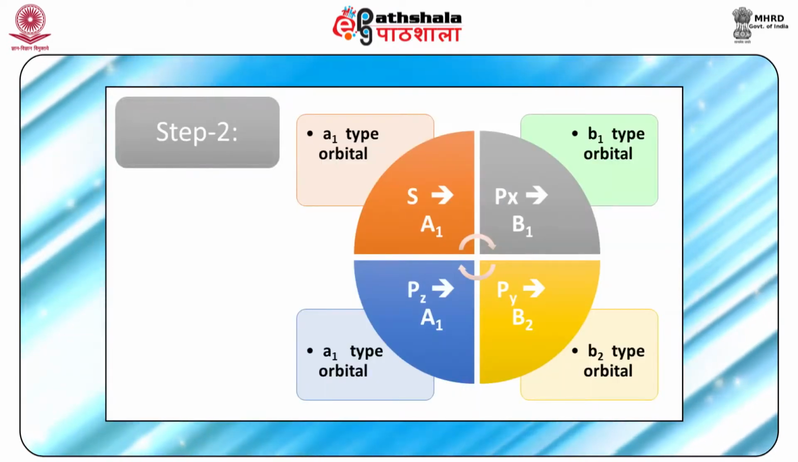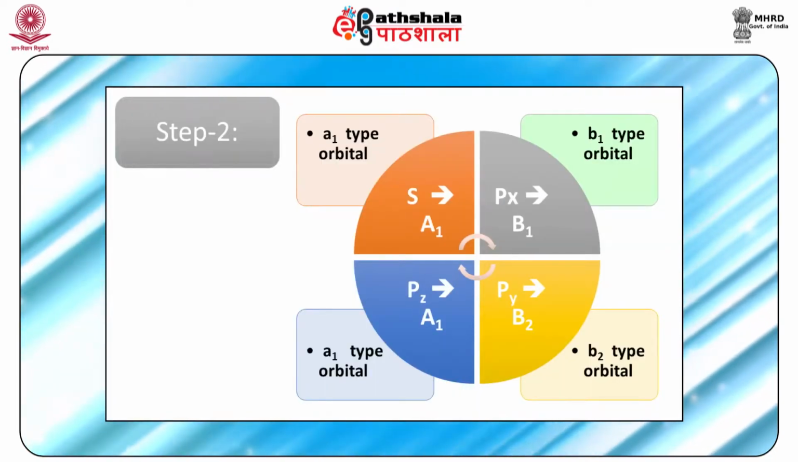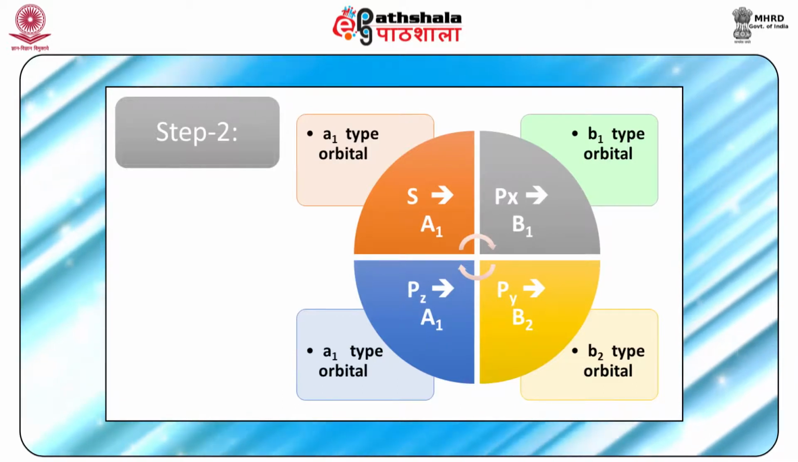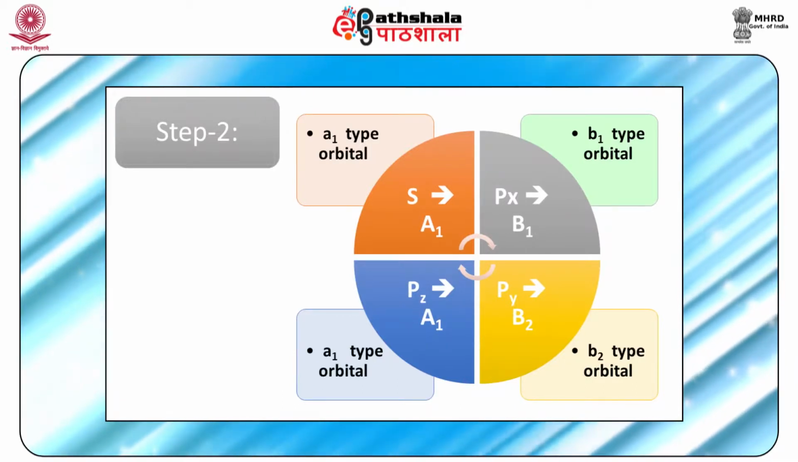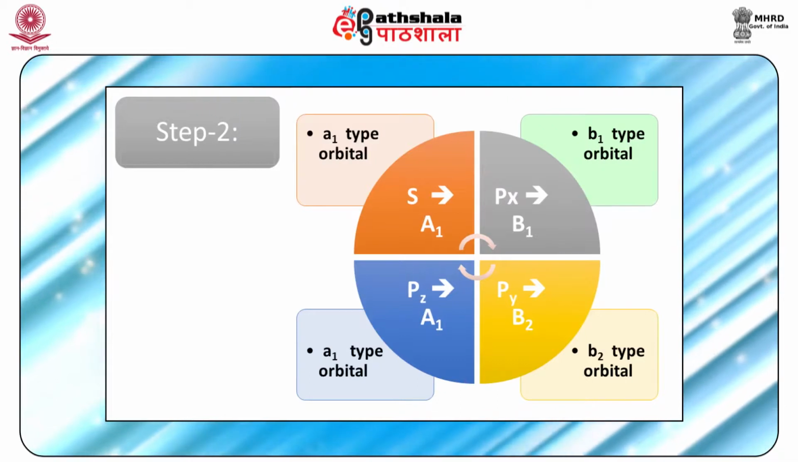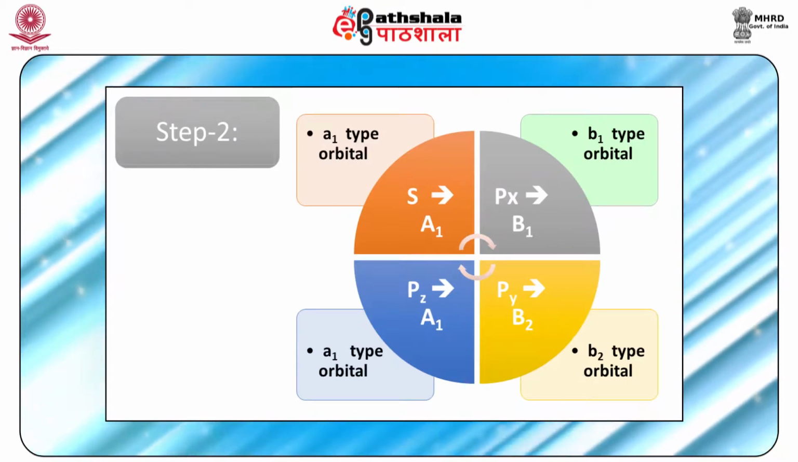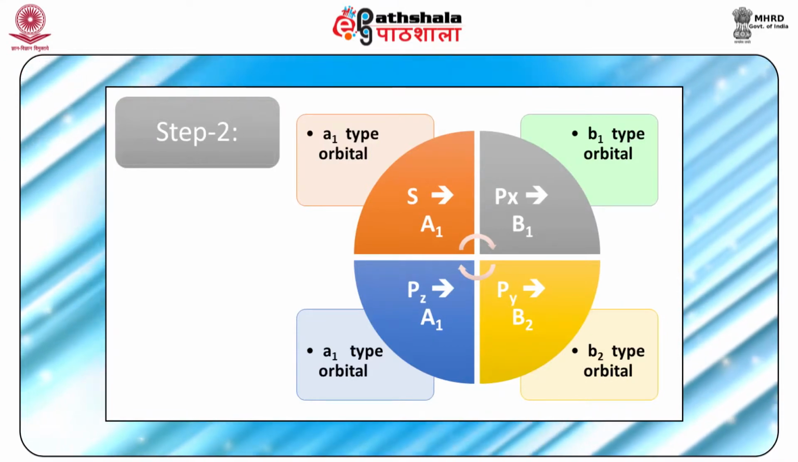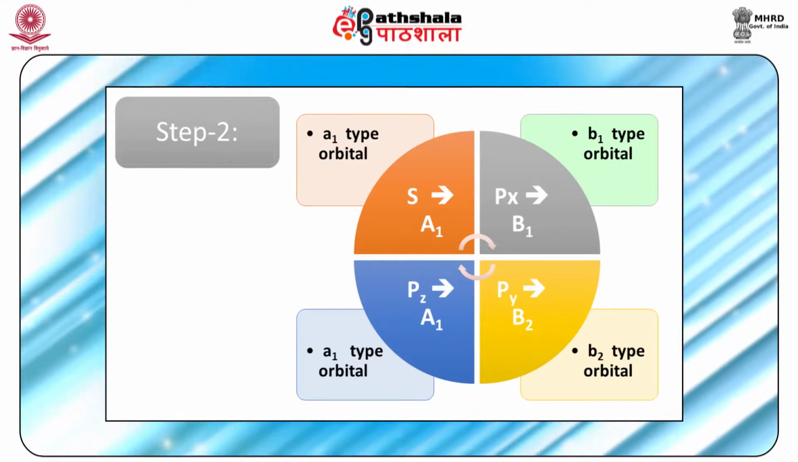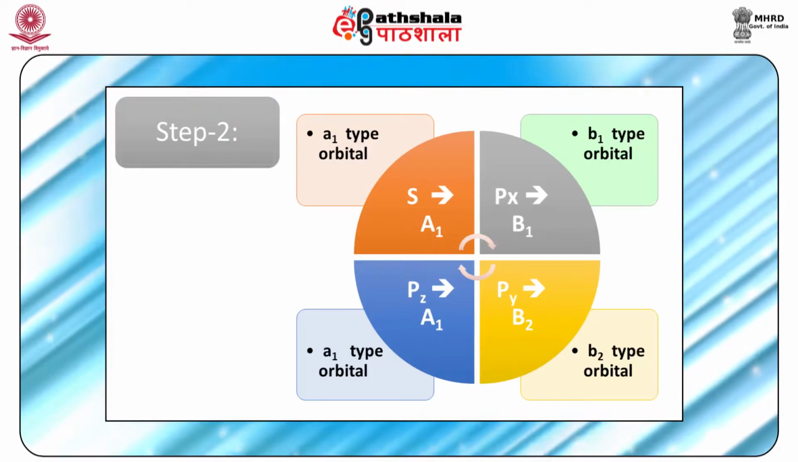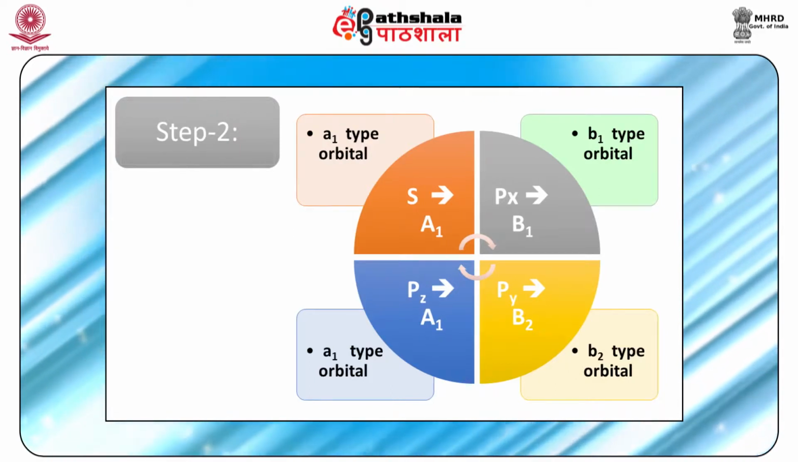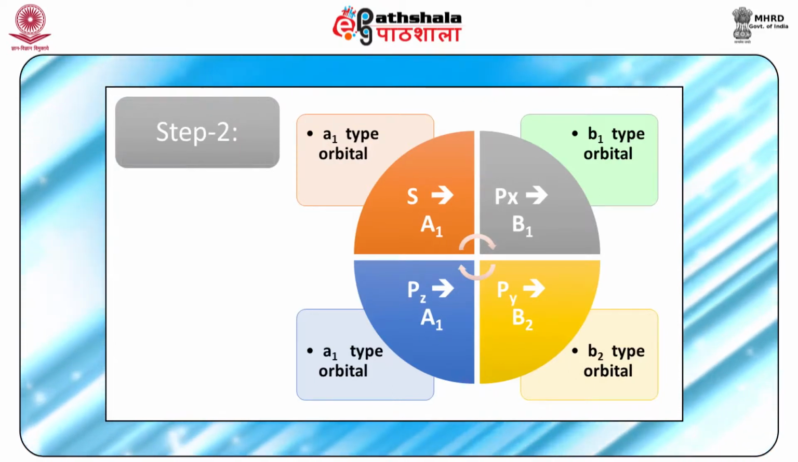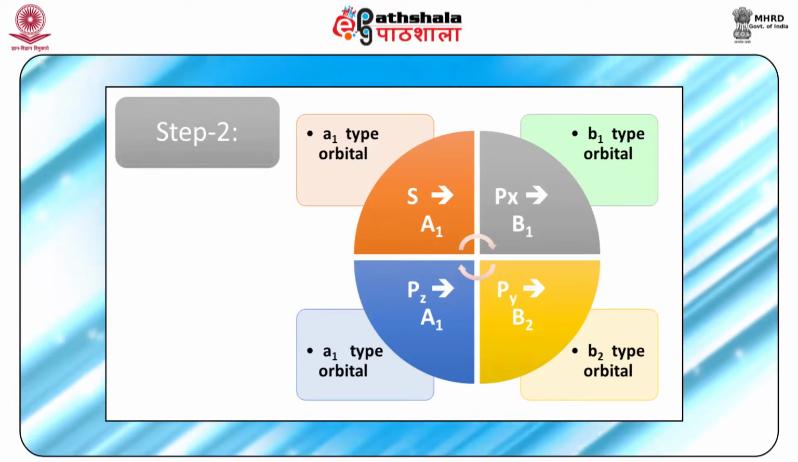The s orbital on oxygen is of A1 type, that is, it is an A1 type orbital. Px is B1 type, that is, the orbital is a B1 type orbital. Py is B2 type and the orbital is B2 type. Pz is A1, that is, the orbital is A1 type.